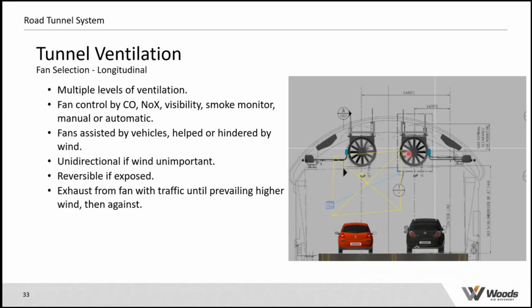So quite often jet fans are reversible, and if the wind is particularly strong, you may change the direction of ventilation, so it's blowing in the same direction as the prevailing wind. So we're using the benefit of, if you like, free or natural ventilation, but that has less of an impact on longer tunnels.